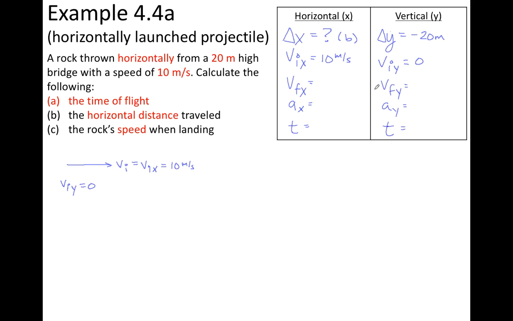We'll skip the final velocity for now, and we'll move on to acceleration. The rock is going to be in free fall, so we know its horizontal acceleration is 0, and we know its vertical acceleration is negative g, and we're going to use a value of 10 for g, meters per second squared. We don't know what the time of flight is. That's requested in part A.